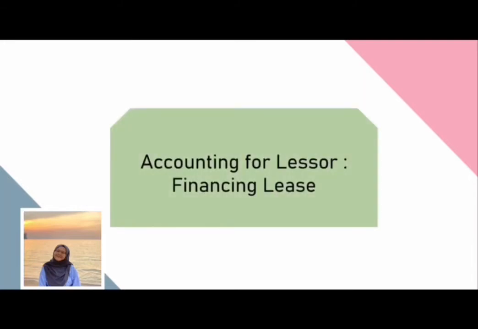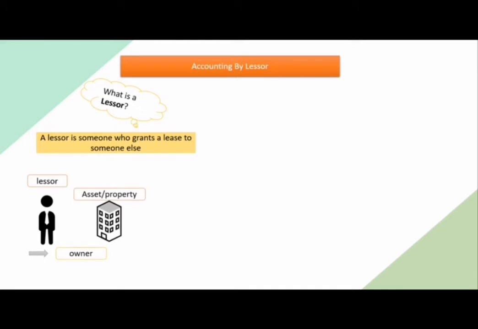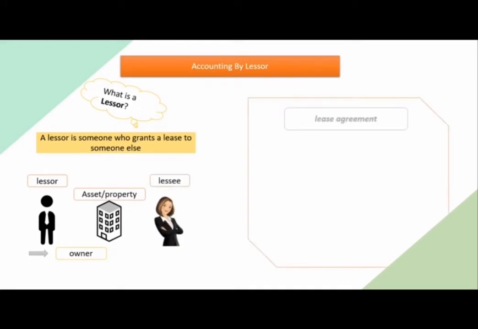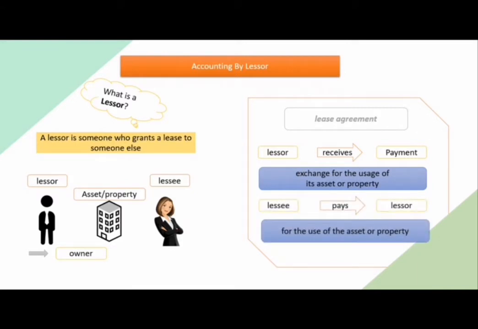I'm Naja here, so I will continue with accounting for lessor financing lease. So what is a lessor? A lessor is someone who grants a lease to someone else. As such, a lessor is the owner of an asset that is leased under an agreement to a lessee. In a lease agreement, the lessor is defined as the person that receives payment in exchange for the usage of its asset or property. The lessee is the person that pays the lessor for the use of the asset or property.